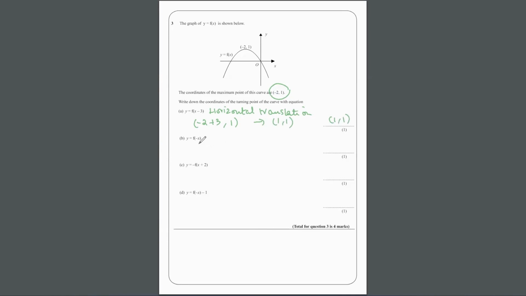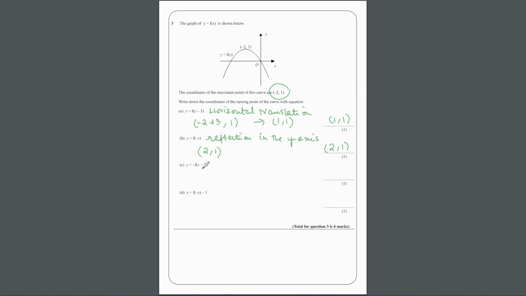Then part B, it's y equals f of -x. So that is a reflection in the y-axis. So -2 will become +2 now. The y value remains the same once again.